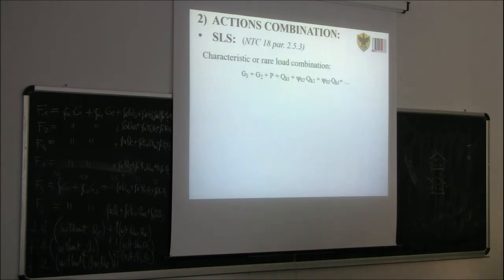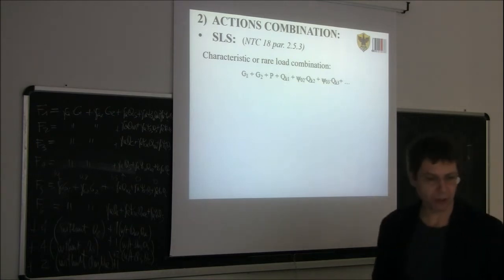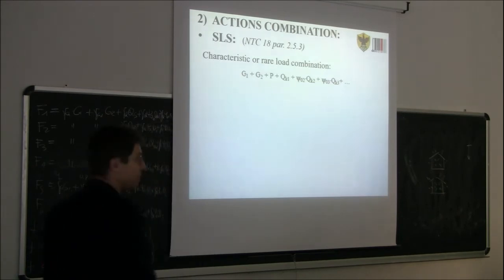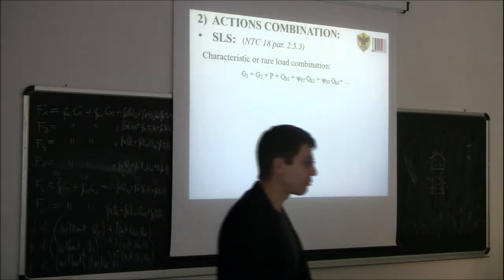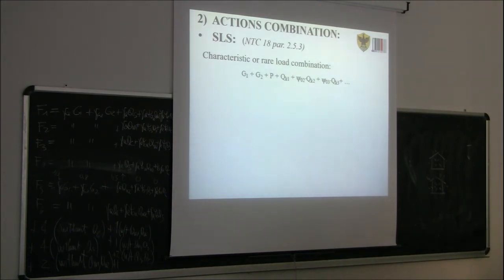Now, we have to repeat. Here will be easier, fortunately, but we have to consider also the load combinations for serviceability limit states. So we understood now for timber structures and for steel structures, it's also important to check serviceability limit states. Important to check deflections, so spontaneous deflections and final deflection. So for serviceability limit state, we have to consider the characteristic or rare load combination, which is this one that you can see here.